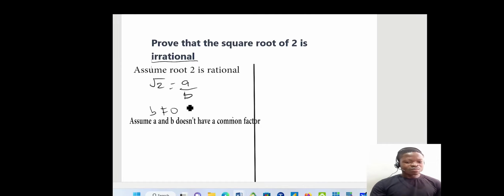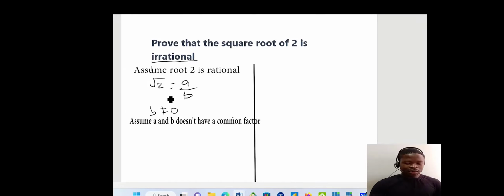You can't express those numbers as a ratio, so there's no common factor between the numerator and denominator, as the case may be. So we assume that the number is rational, so root 2 equals a over b, and b is not equal to 0. And we also assume that a and b don't have a common divisor. If we can prove that a and b have a common divisor, then the contrary is true, which means that root 2 is actually rational.